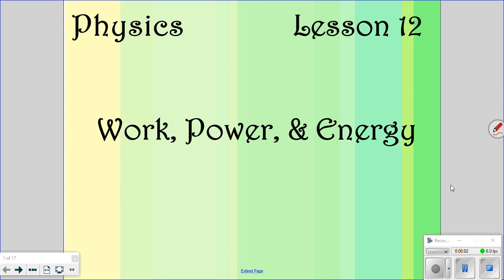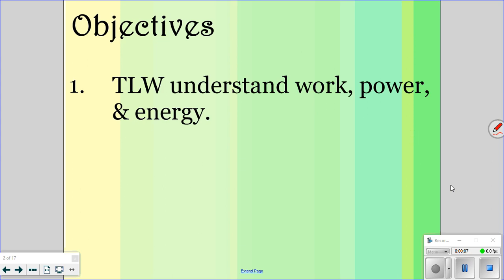All right, so we're looking at lesson 12 today. We're going to look at work, power, and energy. So hopefully after this lesson you'll understand work, power, and energy.